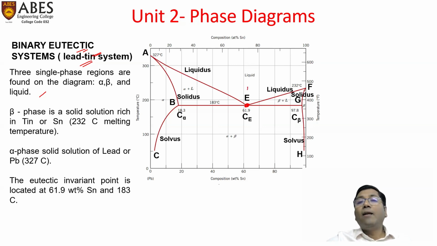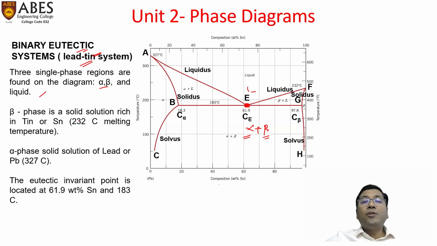So here this liquid L would be converting into alpha plus beta, two different solid phases, at 61.9% composition, that is called CE, and at a particular temperature of 183 degrees Celsius. This is for the particular lead tin system which we are considering. So a eutectic reaction means one liquid phase is converted into two different solid phases. Here three single phase regions are found on the diagram: alpha, beta, and liquid. Alpha and beta are two separate solid phases, and also liquid.